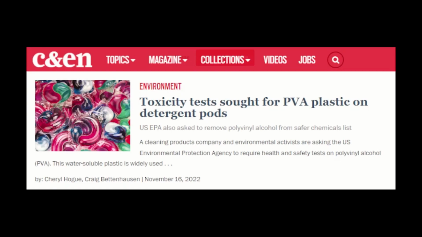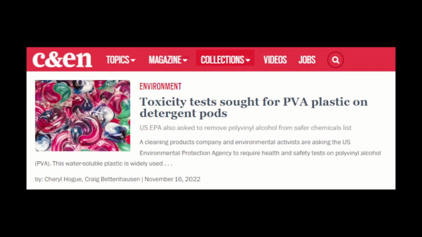Because the plastic is water soluble, we assume it just goes away once it's dissolved in the water. However, a study showed that wastewater treatment doesn't completely remove it from water before it's released. This allows the plastics to seep into waterways and soils, carrying with it toxins.